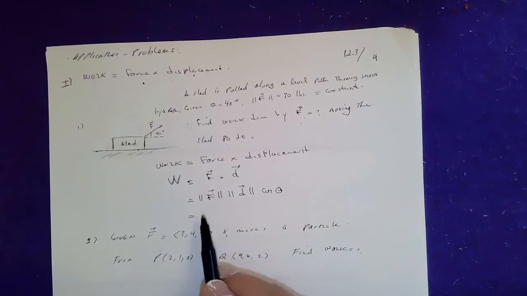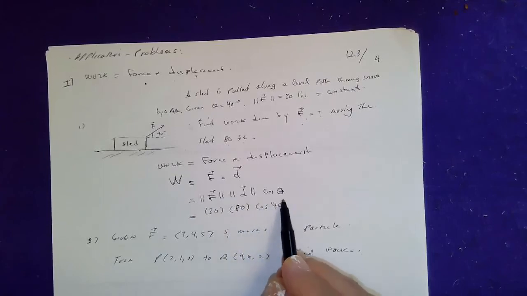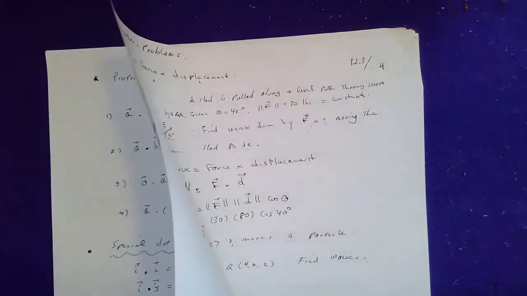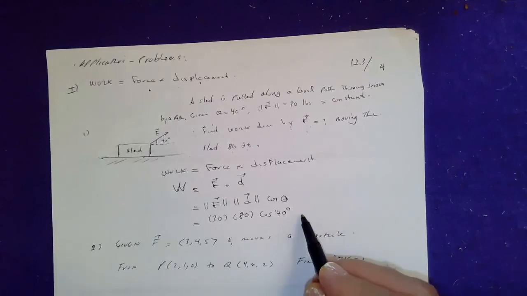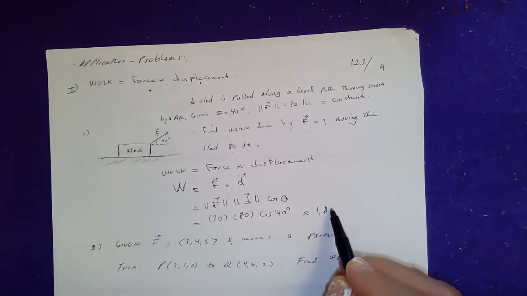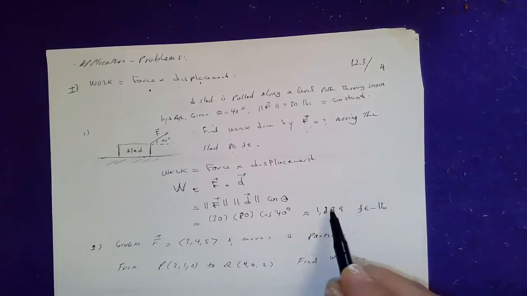So in this case, magnitude of force was given as 30 pounds. Distance displacement was 80. Cosine of 40 degrees. So we have the answer, correct? So what would be the final answer? So the final answer would be something like 1,839, and the unit is foot-pound.